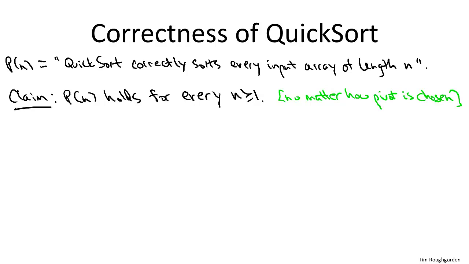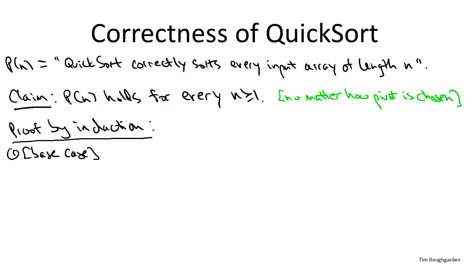So let's proceed by a proof by induction. For the base case, when n equals 1, this is a fairly trivial statement. Right? Then we're just talking about inputs that have only one element. Every such array is already sorted. Quicksort, when n equals 1, just returns the input array. It doesn't do anything, and that is indeed a sorted array that it returns.